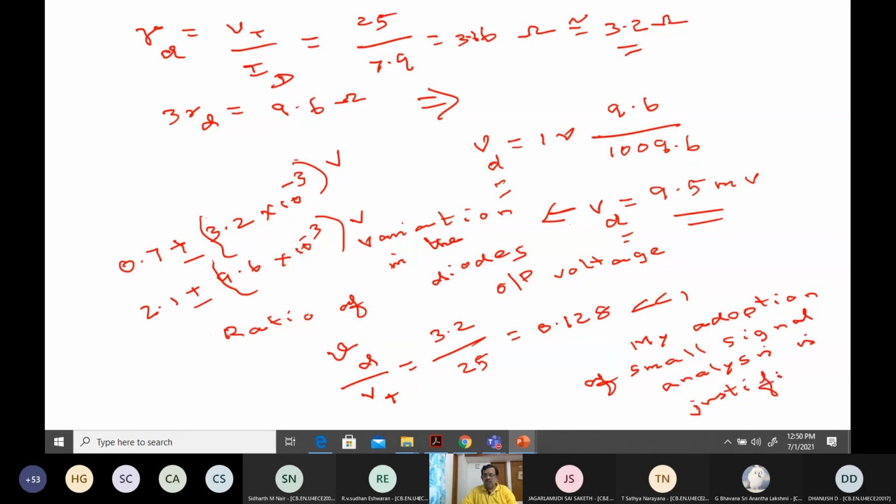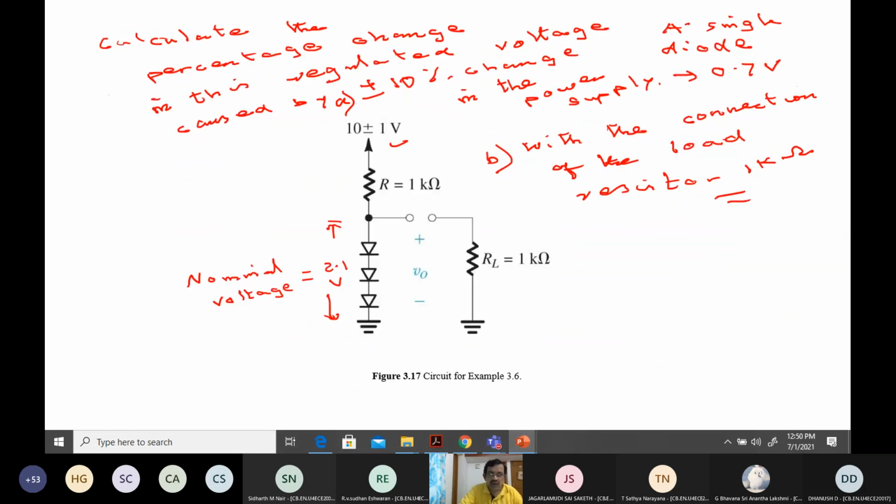So much for this stuff. Now this is 9.5 millivolt. The question asked is, let us look at the question. Calculate the percentage change in this regulated voltage caused by... So what will be the percentage change?